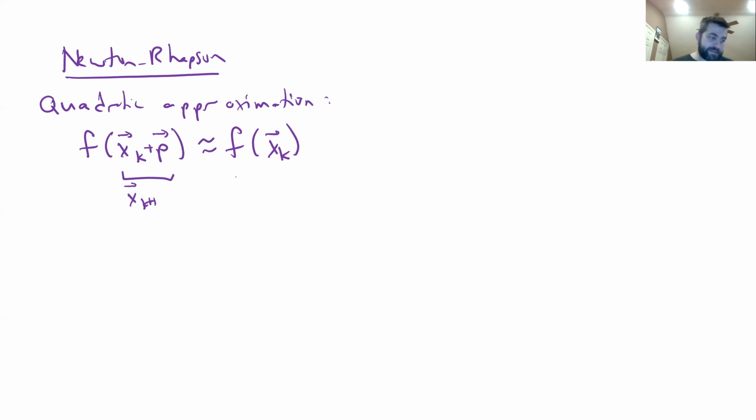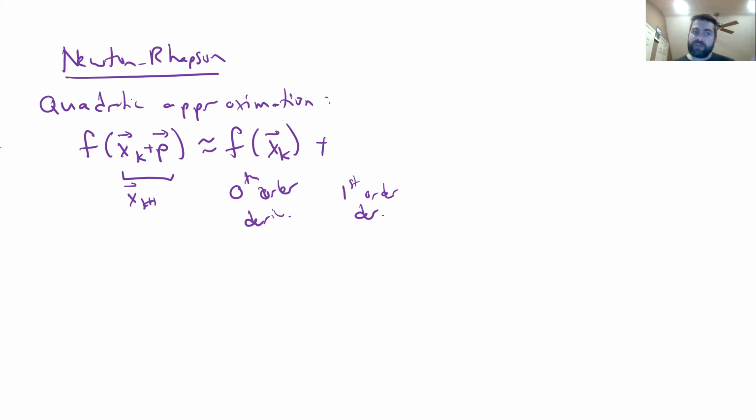So let's think about what this is. Remember, the first term is the 0th order derivative. The second term in the Taylor series involves the first order derivative.